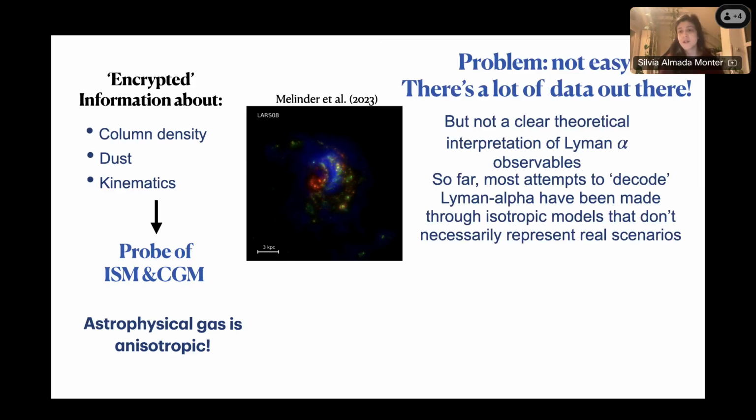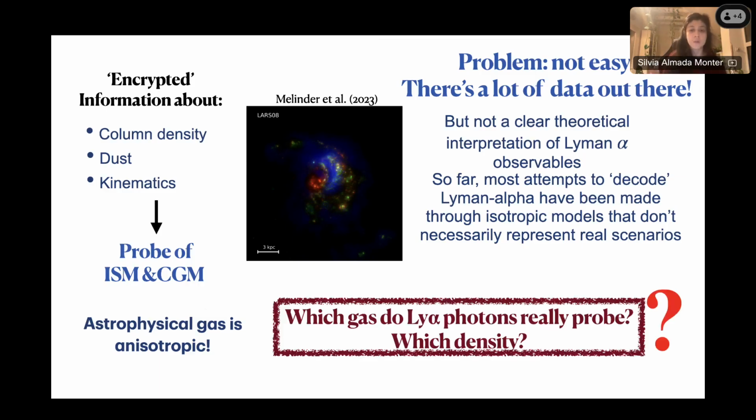So there's a lot of data out there. In recent years, there have been lots of observational data from space telescopes that give some puzzling Lyman-α line profiles. We have tried in many ways to have a clear theoretical interpretation of Lyman-α observables, but as of now, the attempts to decode Lyman-α have been mostly through isotropic models, that is to say shell models, spherical models, and these, of course, don't really represent real scenarios. So in order to talk about Lyman-α escape and to use it as a tracer for Lyman continuum, we need to take into account the anisotropy of the gas that Lyman-α photons are traveling through.